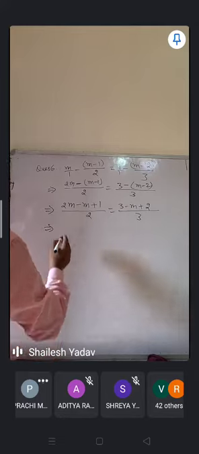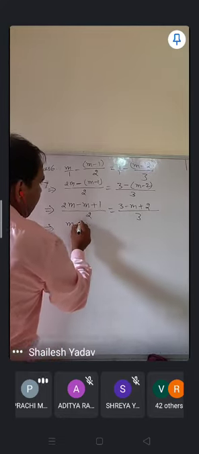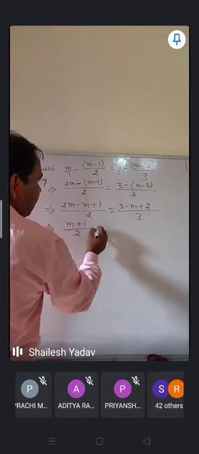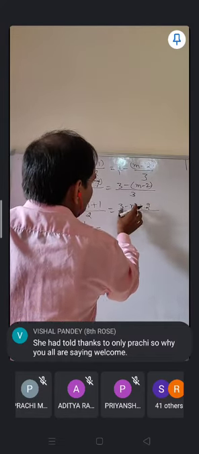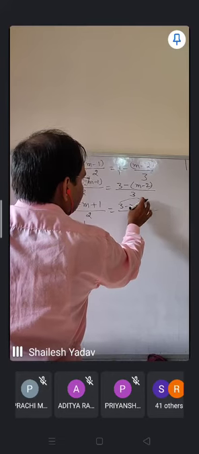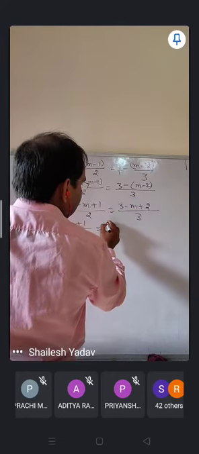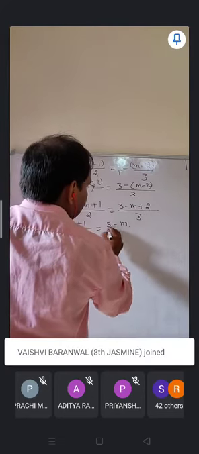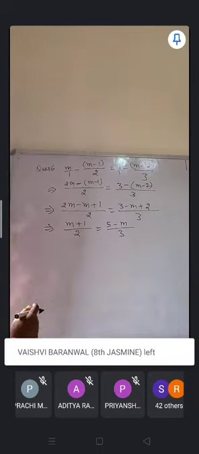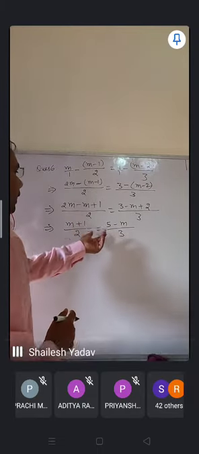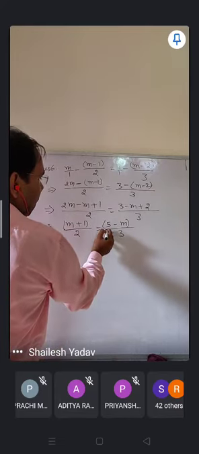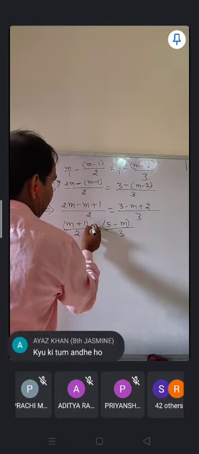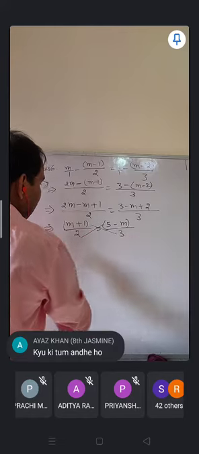2m minus m, that is m, plus 1 upon 2 equal to, here it is 3 plus 2. 3 and 2 both are like terms, so 3 plus 2 equal to 5 minus m upon 3. Now next, here it is fractional and it is fractional, so you will go for the cross multiplication. So 3 will be multiplied in this side and 2 will be multiplied in this side.